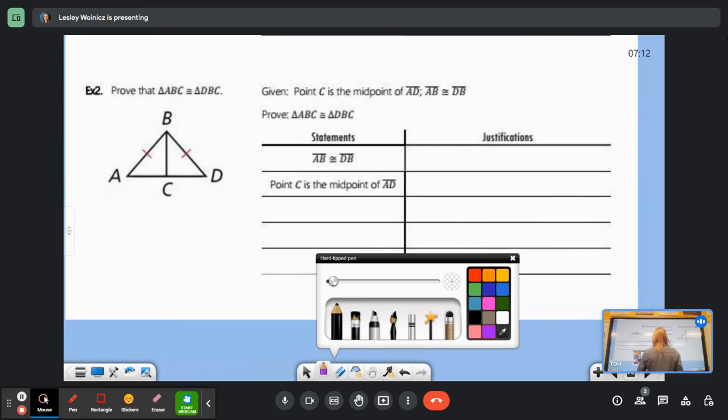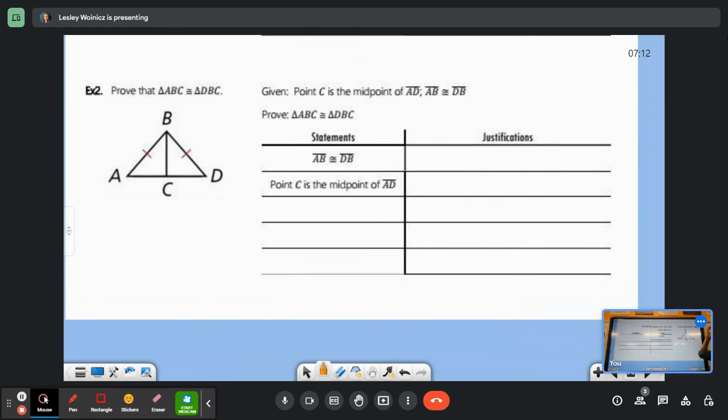All right, look at this one. All right, so we have to do the same thing. We have to prove two triangles congruent. We're after triangle ABC being congruent to triangle DBC. Okay, we want those two. So they gave us some presents. First, we know that side AB is congruent to side DB. That was given to us. Okay, we also know that point C is the midpoint of side AD. Okay, that was given to us.